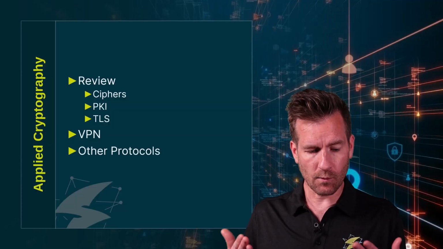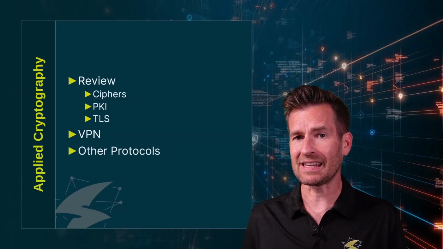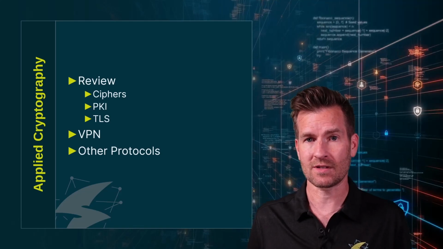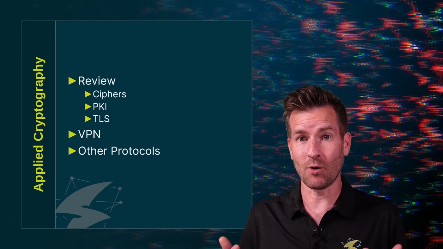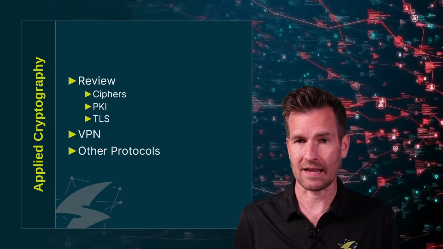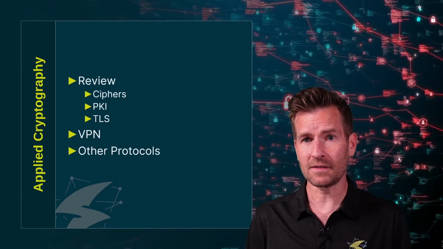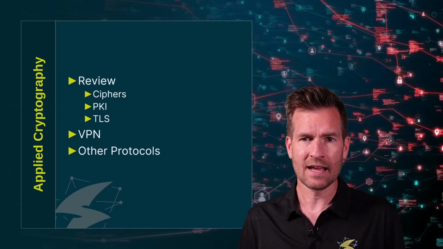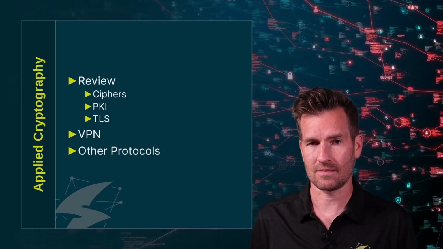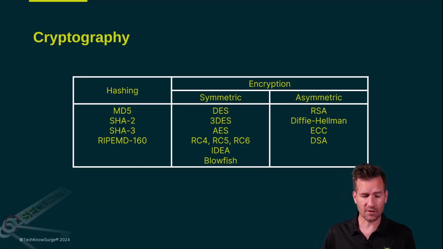We'll start with a review of ciphers, public key infrastructure, and transport layer security, although this is really just going to be a mention of those things. Then we'll take a more in-depth look at VPN, and then talk briefly about some other protocols that use cryptographic solutions. There's a lot of different cryptography solutions out there.